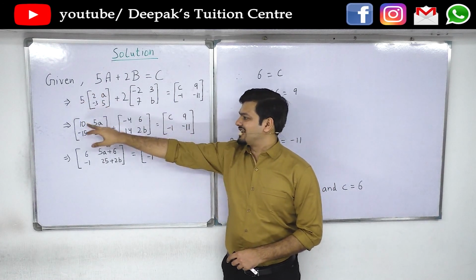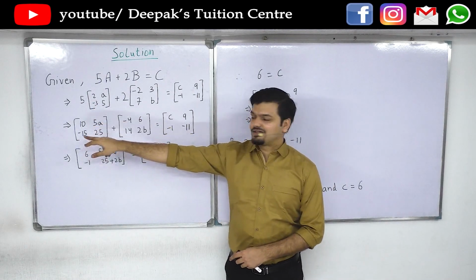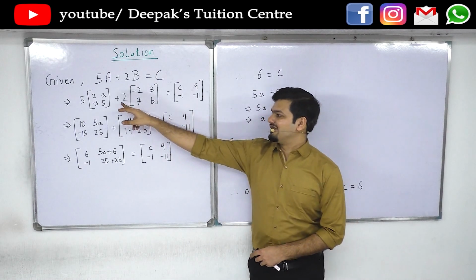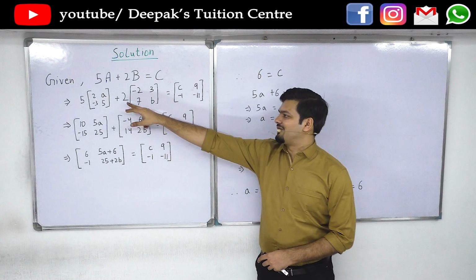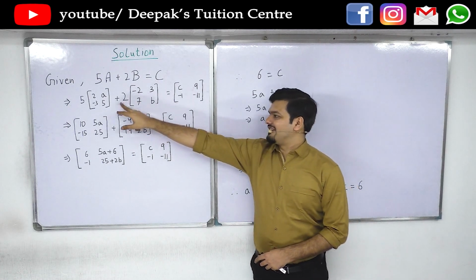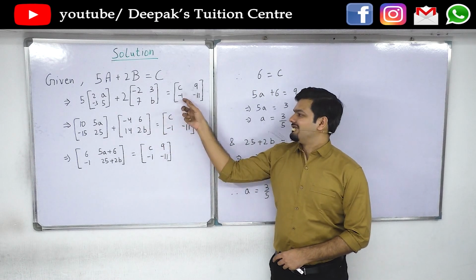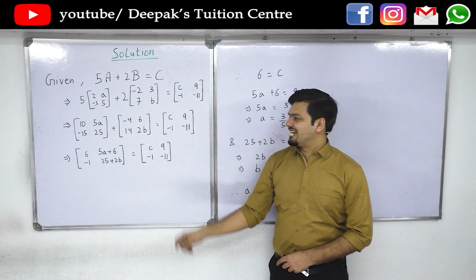That will be 5 2s are 10, 5 into a, 5a, 5 into minus 3, minus 15, and 5 into 5, 25. Same thing we have to do with the second matrix, that is 2B. So 2 into minus 2 is minus 4, 2 into 3 is 6, 7 into 2 is 14, and 2 into b is 2b. We'll just copy paste this matrix [c, 9, minus 1, minus 11].